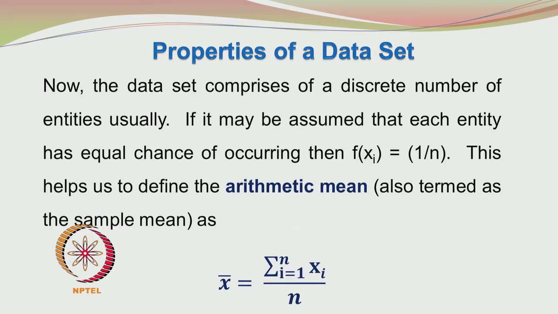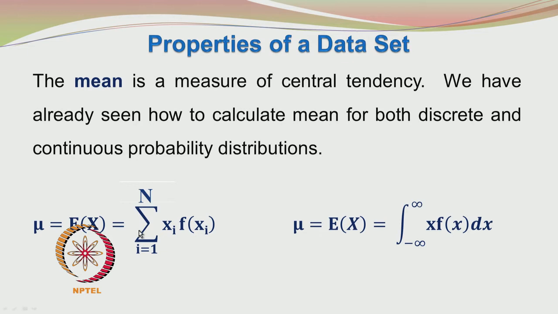So, looking at the properties of the data set, we are defining for a discrete distribution that the mean mu is the expected value of x, and that is given by sigma x i f of x i. We are also defining the arithmetic mean as sigma x i divided by n.